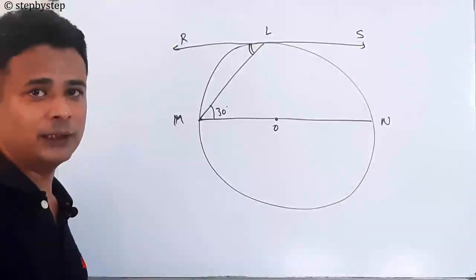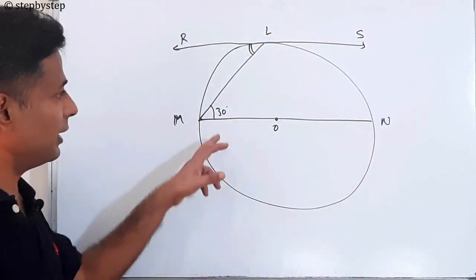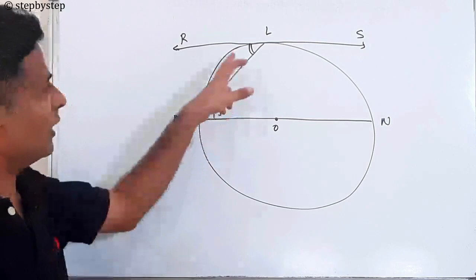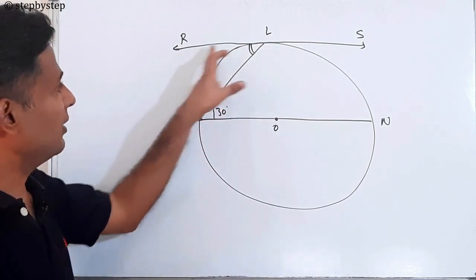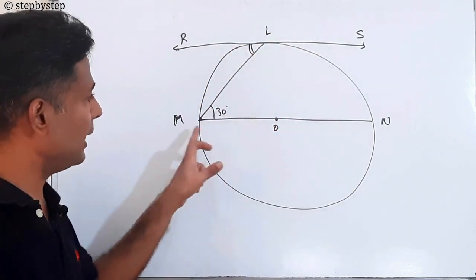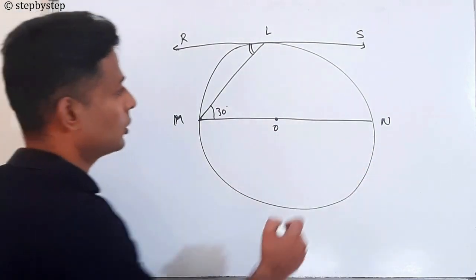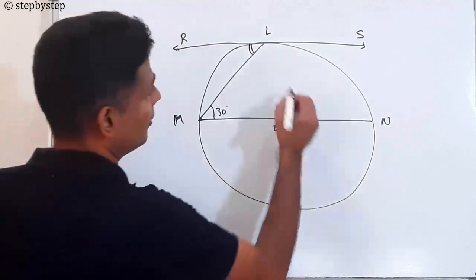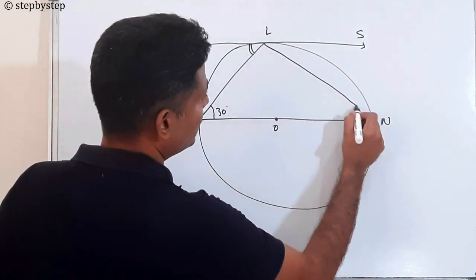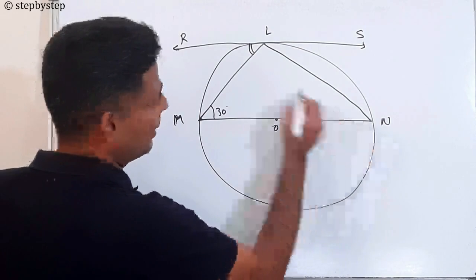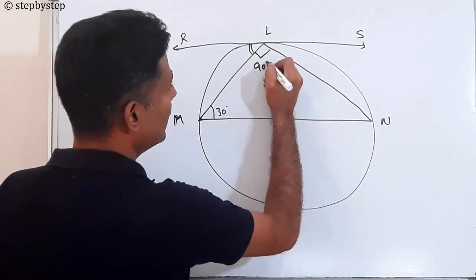Guys, now the next question, they have given you this figure, they have said this is 30 degrees and you have to find angle RLM, and they have said RS is a tangent to this circle and MN is the diameter. Now very easy to solve. There are many ways you can solve, but my preference would have been I join this. Now since MN is diameter, this will be 90 degrees.